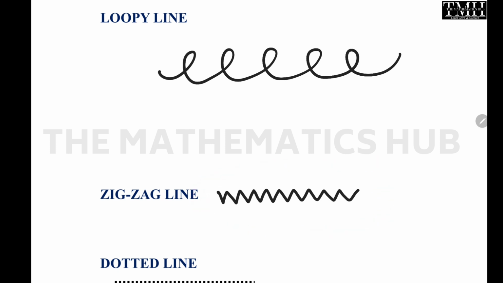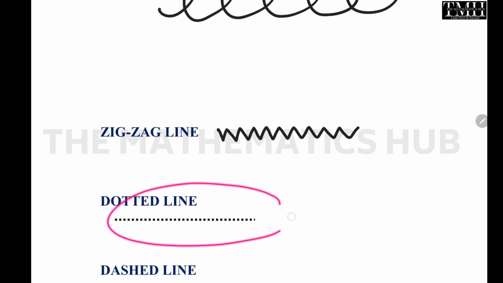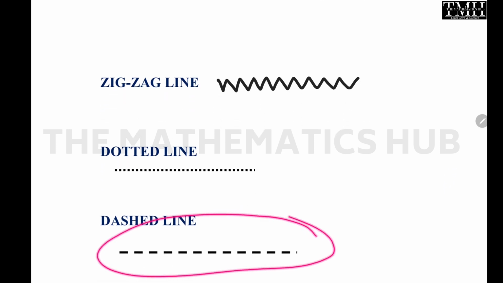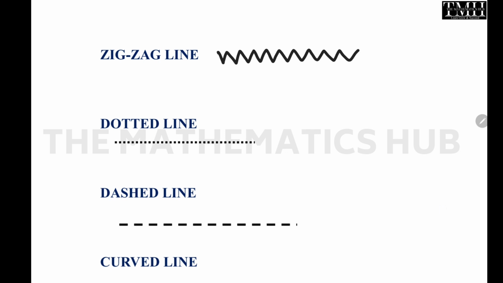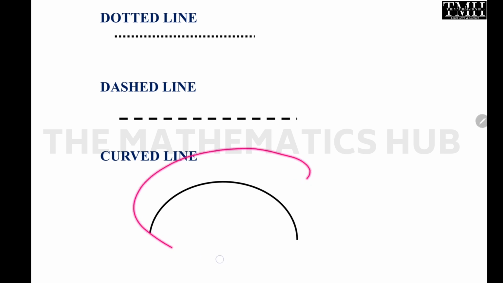Whatever object you will see around, try to observe which type of line or which type of formation it has. For example, in your toothbrush, you must have seen these zigzag lines, the dotted lines. Find out at your home where can you see the dotted lines, dashed lines. This type of lines are the dashed lines. While going through the highway, find out where can you see the dashed lines, the curved lines.